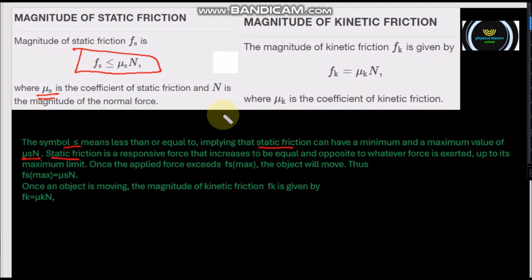Static friction is a responsive force that increases to be equal and opposite to whatever force is exerted, up to its maximum limit. Once the applied force exceeds Fs,max, the object will move. Thus Fs,max equals μs n. Once an object is moving, the magnitude of kinetic friction Fk is given by Fk equals μk n.